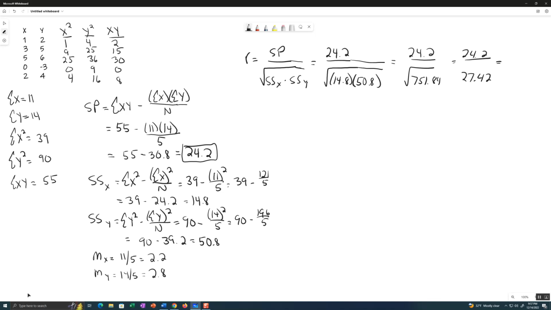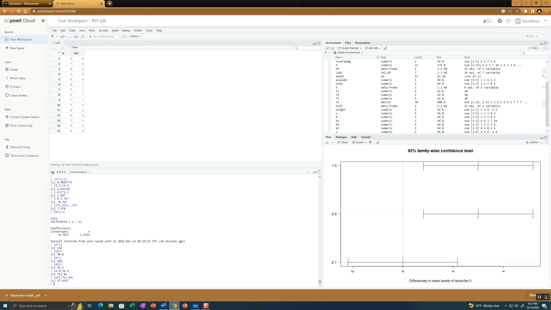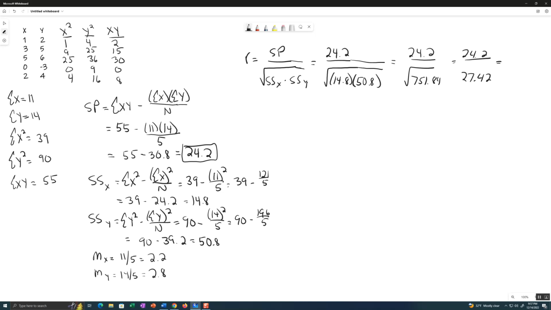Right, now it's 24.2 over 27.42. 24.2 divided by 27.42 gives me 0.88. You could round the final answer to 2, and it's 0.88, as my final correlation.